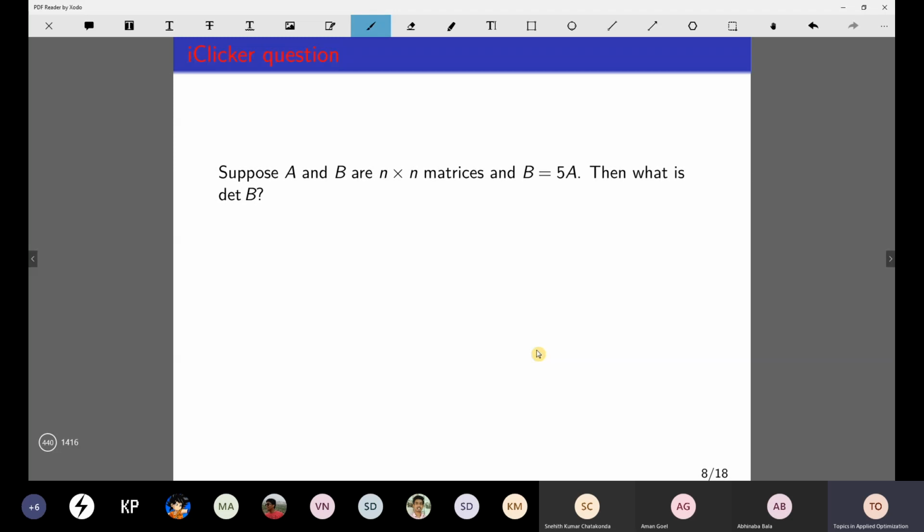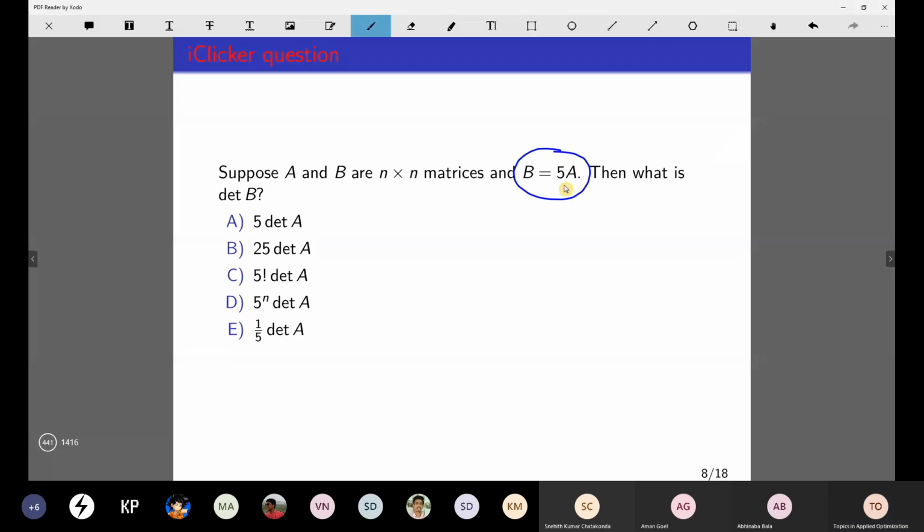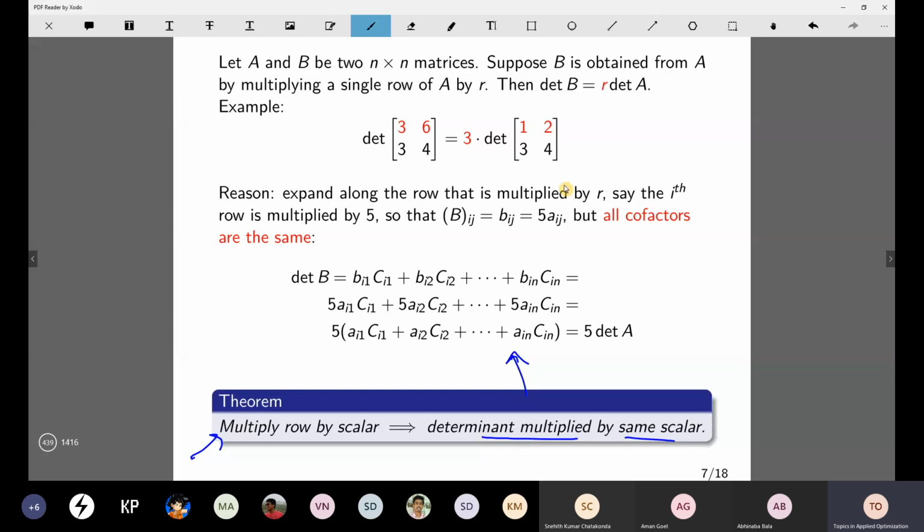Suppose A and B are n by n and B is 5A, then what is the determinant of B? The determinant of B will be the determinant of 5A, but 5 is a scalar that comes out, so it will be 5 times the determinant of A, right? Is it only 5 times the determinant, or more than that? If just one row, say the ith row, is multiplied by 5, then you have 5 times the determinant.